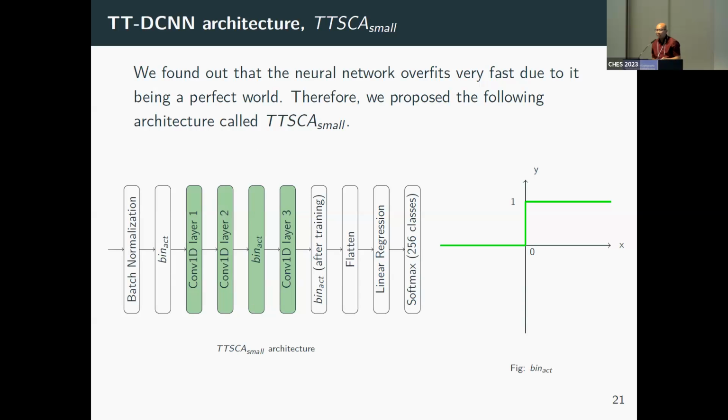So we apply it to the simulated trace first. We propose TT-SCA small because we found out that the neural network actually overfits very fast due to it being a perfect world. So we require to actually use this Heaviside function, which binarizes, also known as BinAct, over here in between convolution 2 and 3. And then after training, we will put another BinAct at the end of this convolution layer 3. Then the green part over here, we will convert it into a set equation for interpretation.